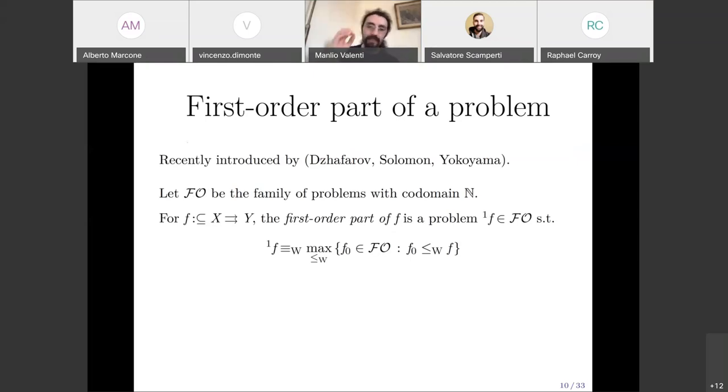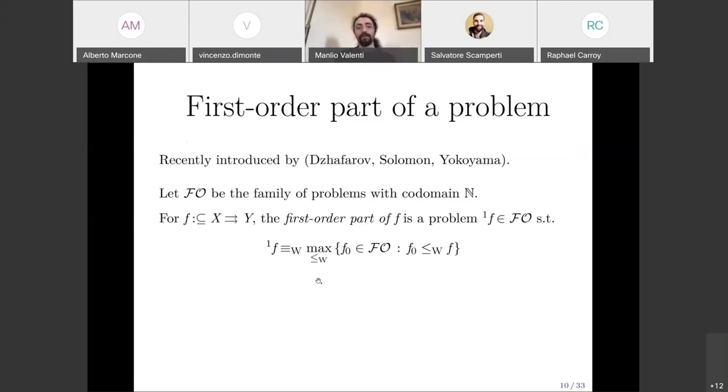But the main feature of this problem is that, first of all, it's first order, so it has codomain N, and it captures these degrees. This degree is the greatest degree of all the first order functions which reduce to F. So in some sense, this first order part of F captures the most complicated problem which has codomain N and is still reducible to F. Now you can prove that this is a max, so this is actually well defined.